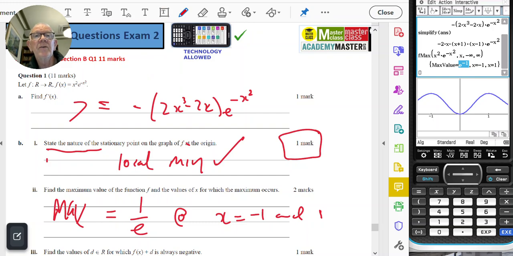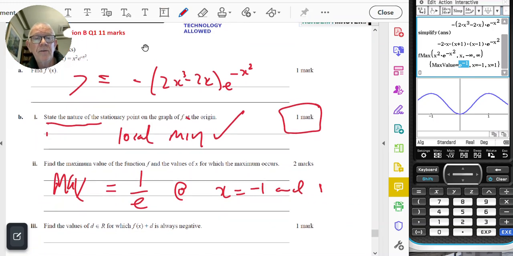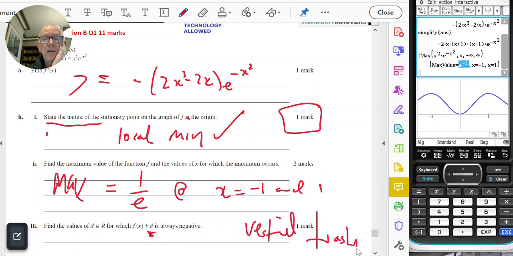And find the values of, let's call this d, for which this is always negative. So my d is going to be a vertical translation. So if it's always going to be negative, it needs to slide down, and it's got to slide down more than 1 on e. So d's got to be less than -1 on e for this to always be a negative value. Okay, so that's part A and part B.